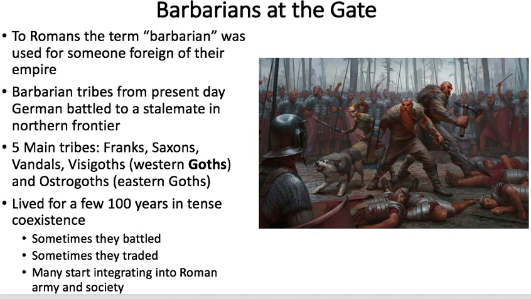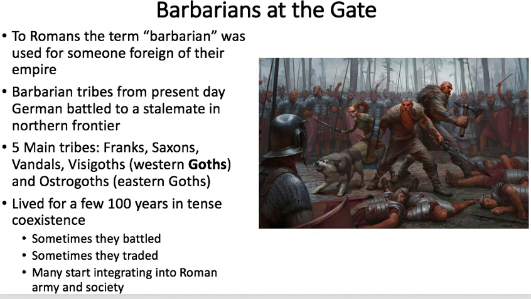these different barbarian societies had warred with the Romans when they were really at their peak. And as the Roman Empire was expanding, it kind of hits a wall with these barbarians where they can't really get much more past the Danube River.